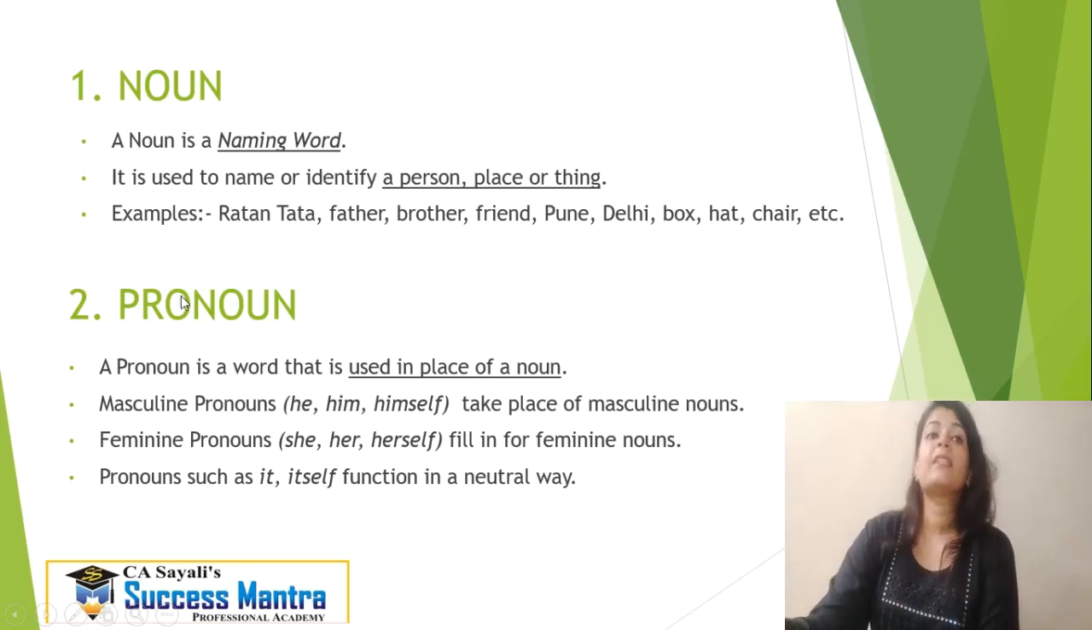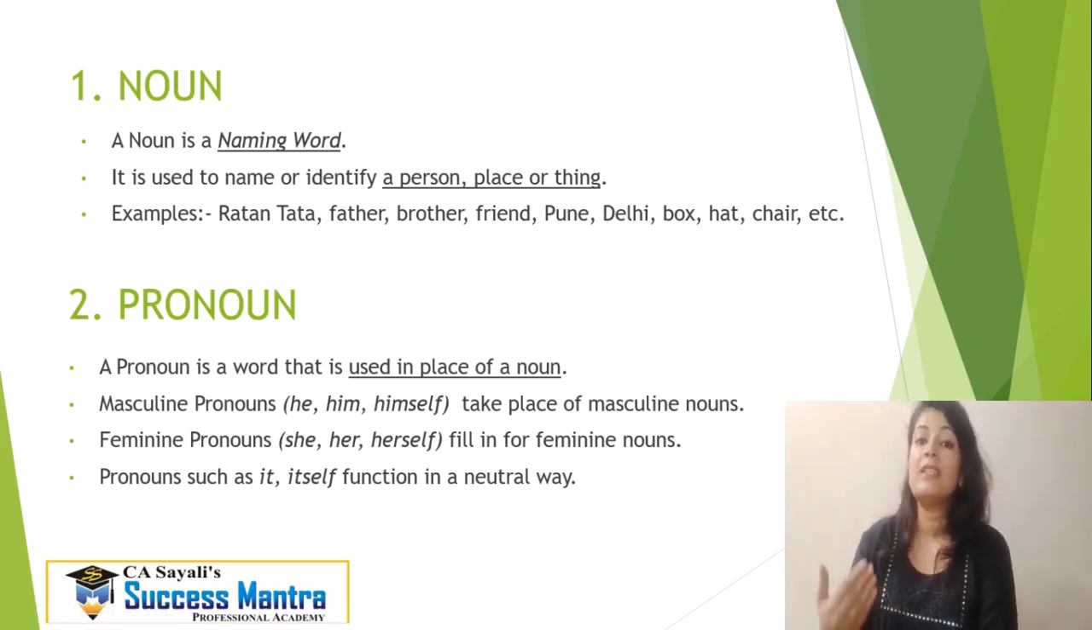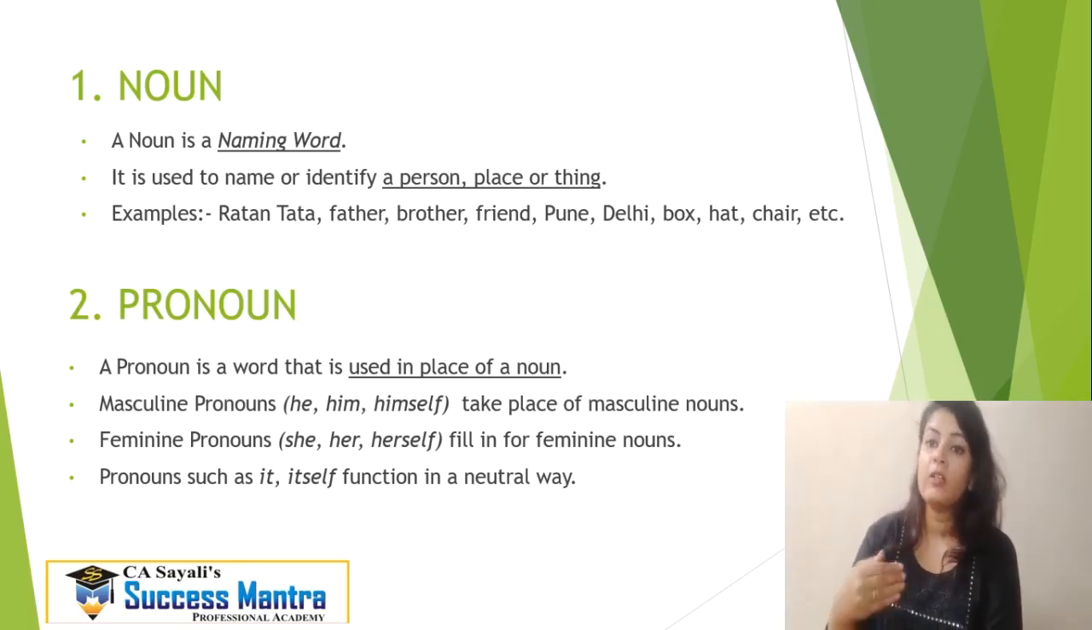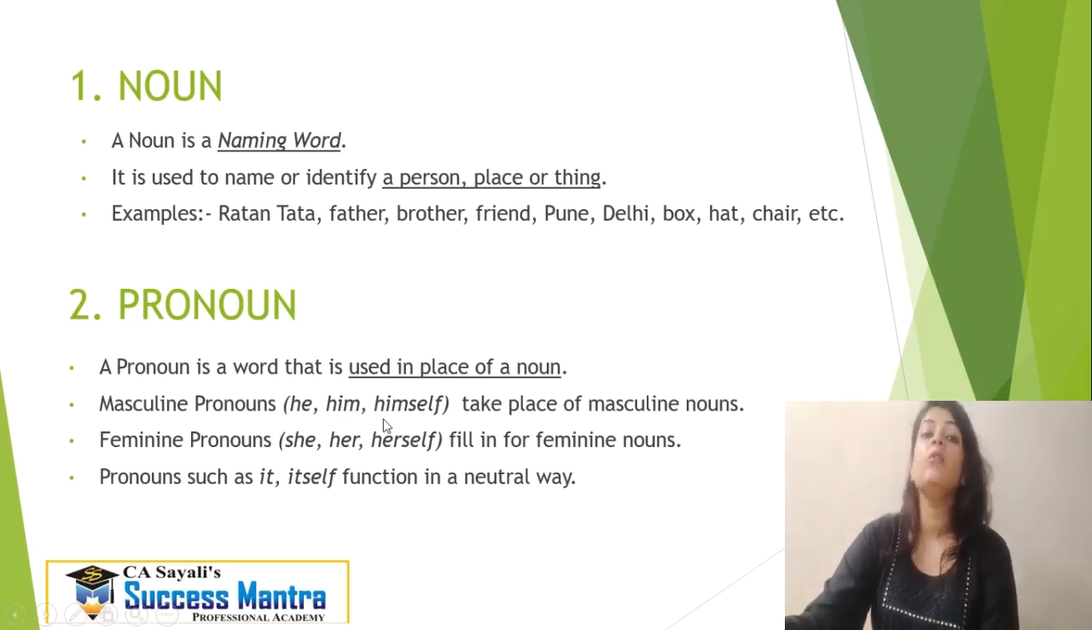Next, let us come to the next part of speech, which is called a pronoun. So what do you mean by a pronoun? A pronoun is something which is used in place of a noun. So instead of using that noun again and again, we replace it with a word which is called a pronoun. For a masculine noun, we will replace it with the pronoun he, him, or himself. If it is a feminine noun, we will replace that with the pronoun she, her, or herself. And the pronouns such as it and itself will function in a neutral way.